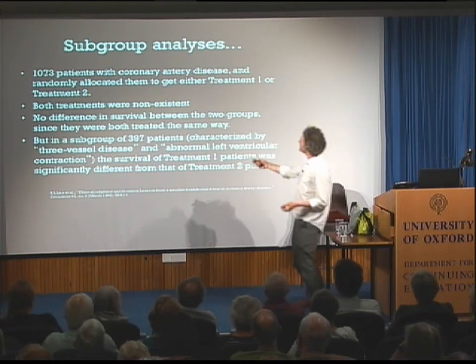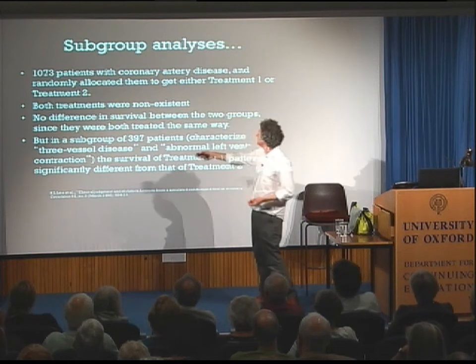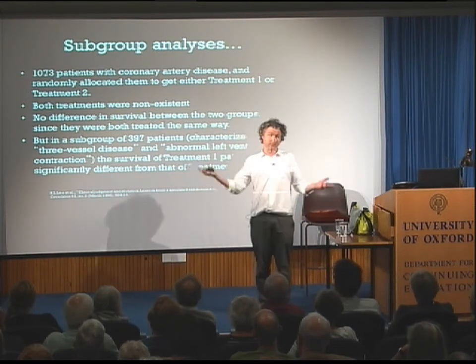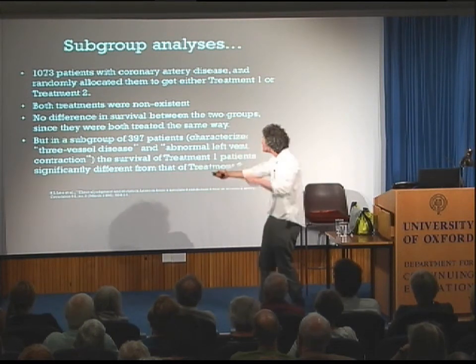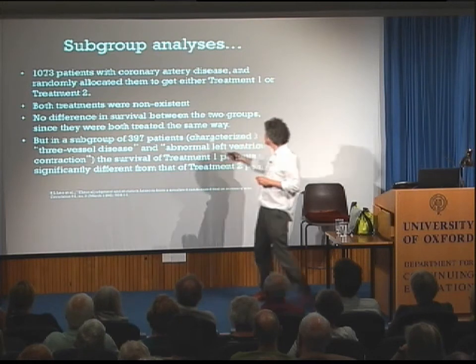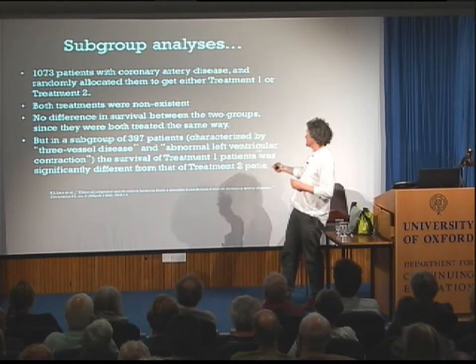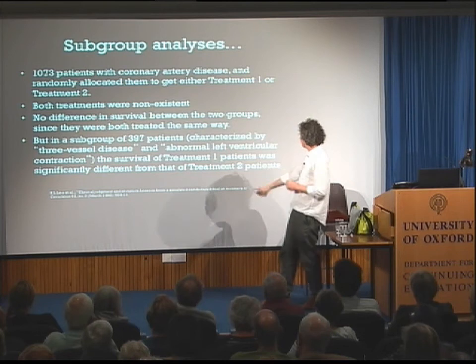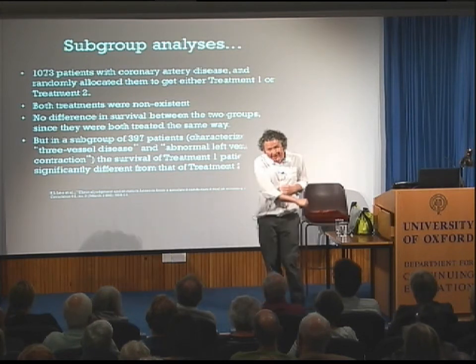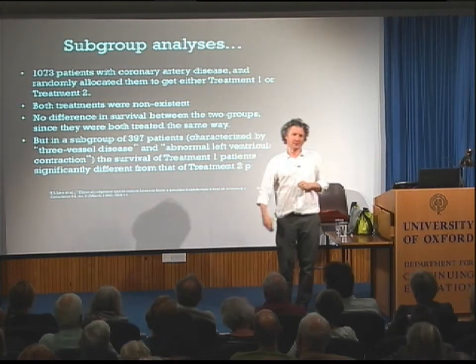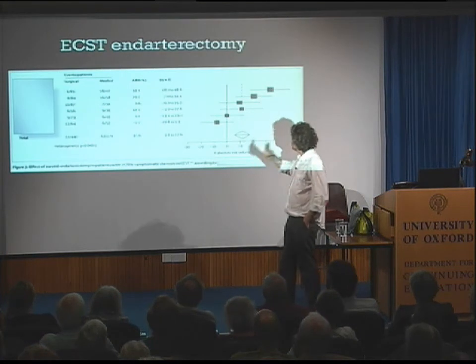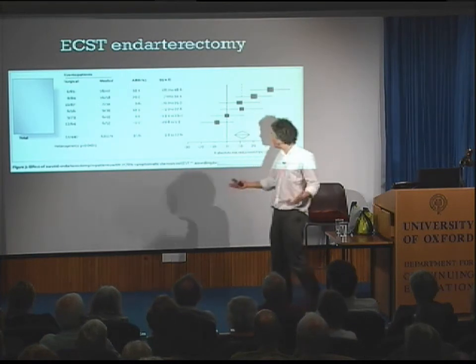And yeah, they could. They found that there was obviously no difference in survival between the two groups, because they were both treated in the same way, and treatment 1 and treatment 2 did not exist. But in a subgroup of 397 patients, characterised by 3-vessel disease and abnormal left ventricular contraction, survival of treatment 1 patients was significantly different to treatment 2 patients. Right? Better than that, you can sometimes find even really nice biological gradients.